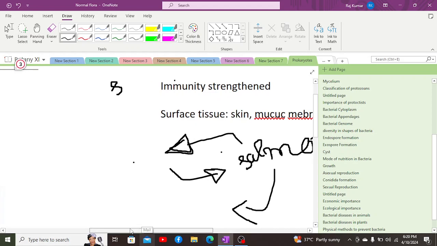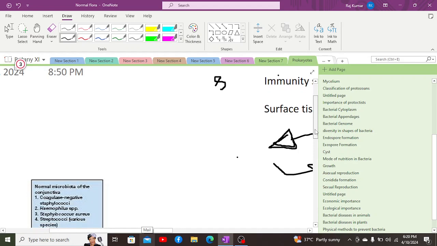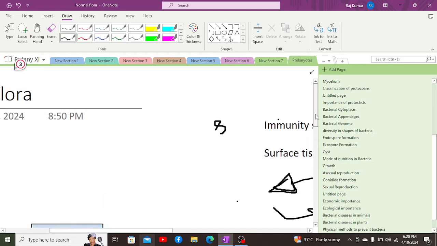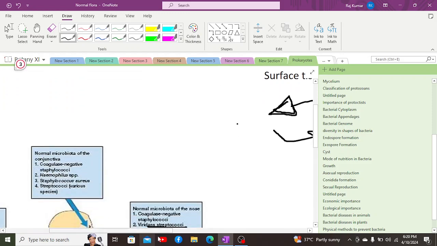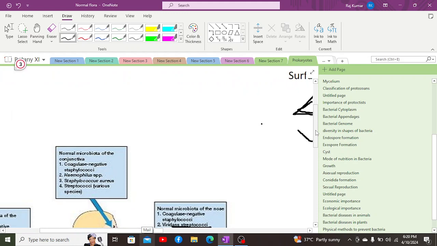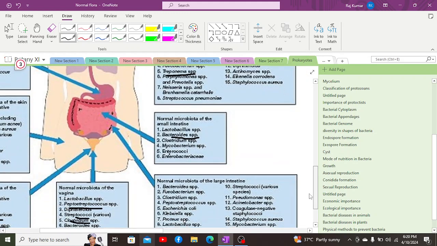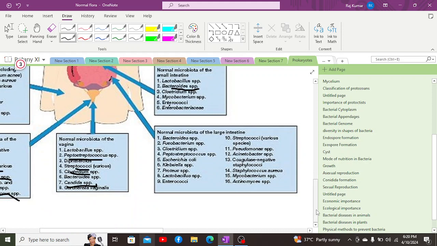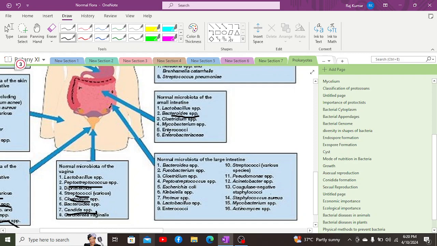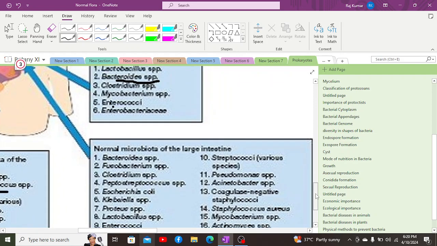So Staphylococcus aureus is responsible in this case, and apart from that, certain bacteria are also responsible for digestion of cellulose in rabbits as well as in other herbivores. These are some examples of this.